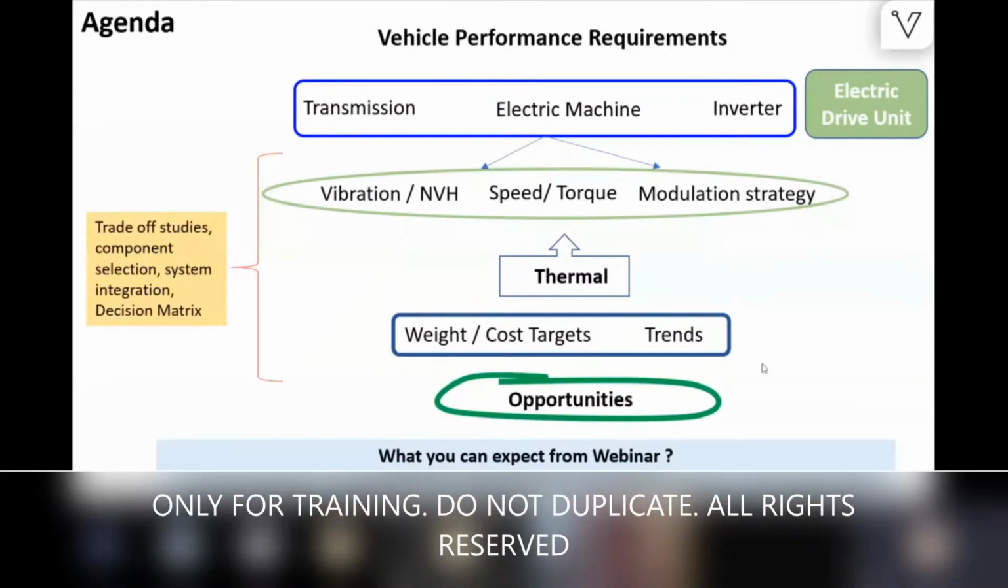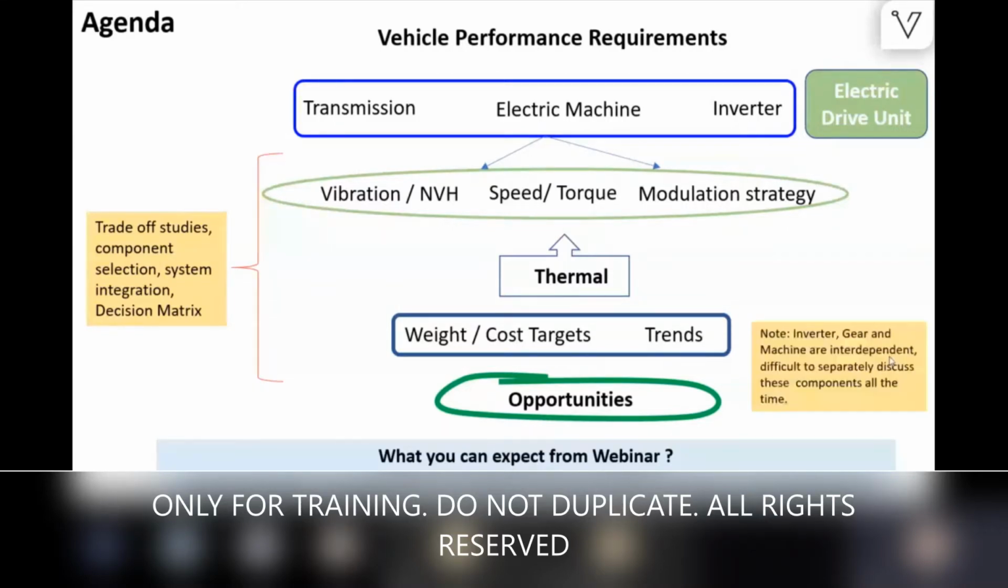What you can expect from this webinar is that we will touch base upon some key parameters and how they impact EV performance. This is not a deep dive, but it will give us a very good high level view of these parameters, and we can then later deep dive into those and some functions of those parameters.